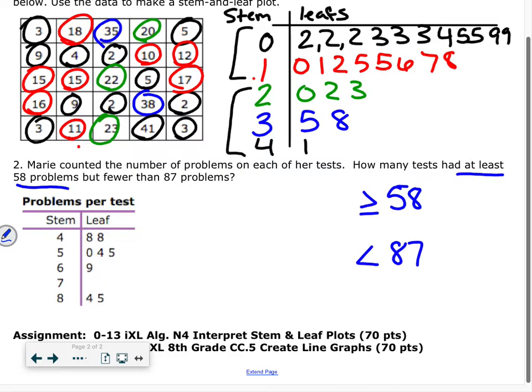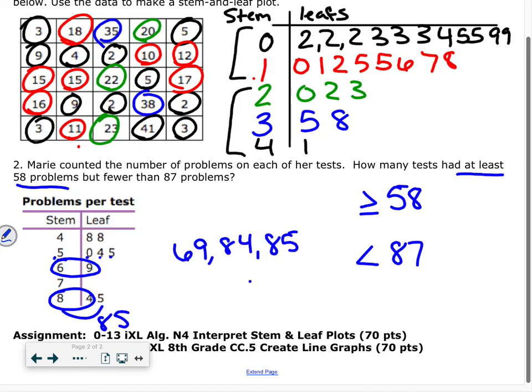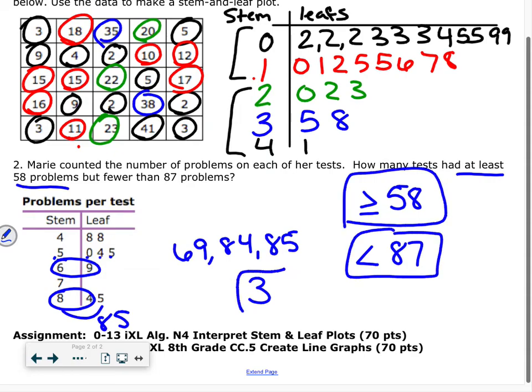But let's look here. So we have 50, we have 54, we have 55, but we want greater than 58. So we have 69 there. There are no 70s at all. But then we have 84, and then we have 85. So we have one test with 69 problems, one test with 84 problems, and one test with 85 problems. So there are 3 tests that have more than 58 problems, but less than 87. Let's label that.